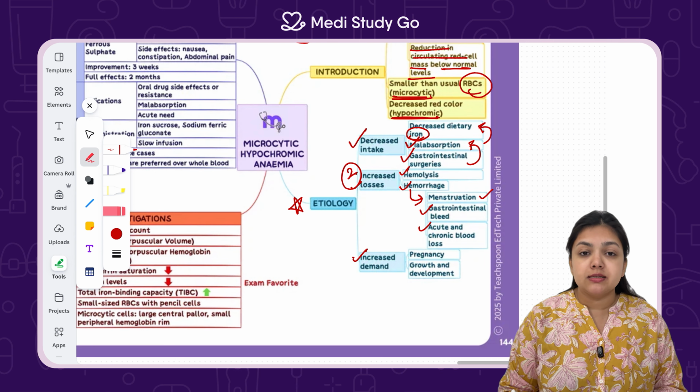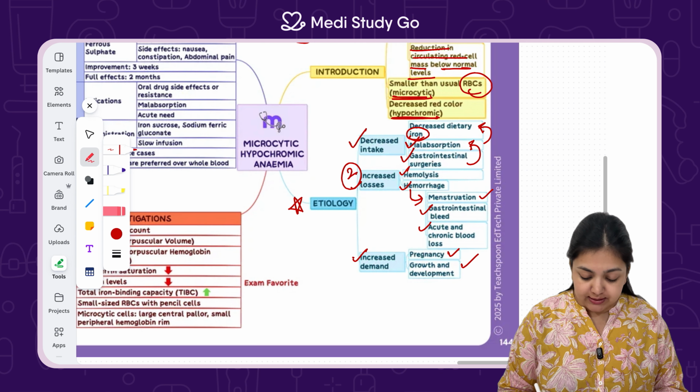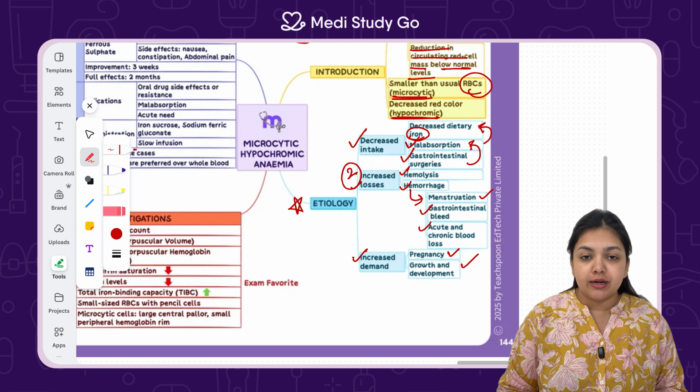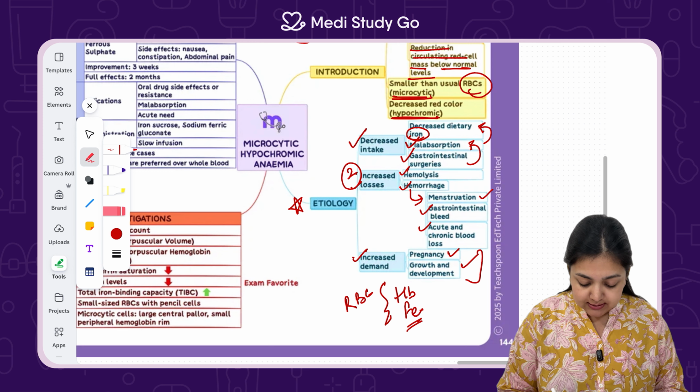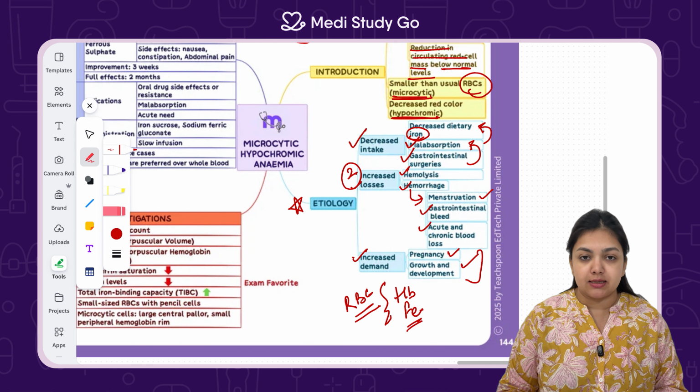Lastly, there can be an increased demand, which is in cases of pregnancy and in ages of growth and development. These require an adequate level of hemoglobin and iron in the body, which will lead to a correct size and content of the red blood cells.